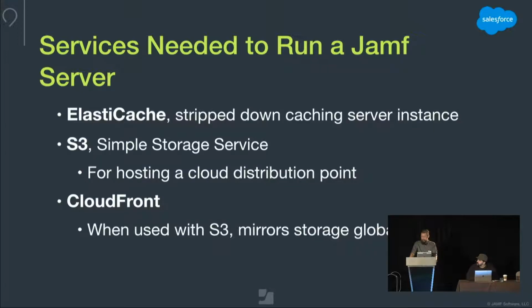A couple more services that we're going to need to talk about. So ElastiCache here, this is a caching server instance. That is a product type from AWS itself. So when you actually see ElastiCache on here, you'll actually see that in there. It's not an analogy for something else.